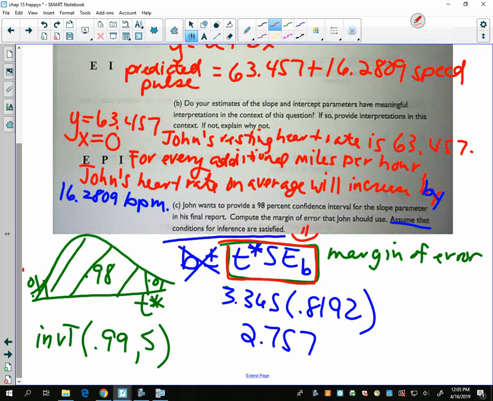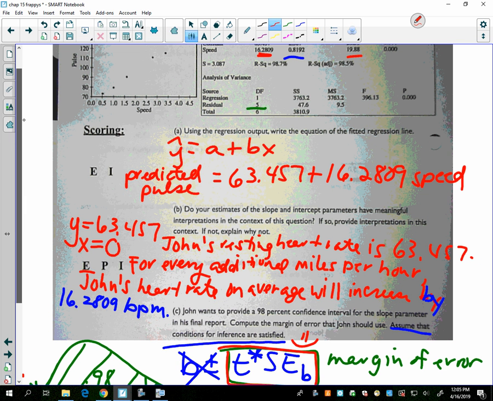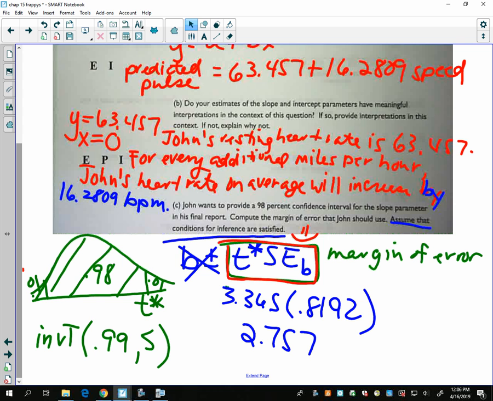So that's, if it's 98%, there's 0.02 in the tails, 0.01 for each tail. So that'd be 0.99. Degrees of freedom is 5. There's 7 data points, so n minus 2. So then you do inverse t, 0.99, comma 5, and you should get 3.365. Your standard error of your slope is 0.8192, which is right up here under that blue line. And then that's your margin of error. And that's it. All you have to do is find the margin of error. That's nice. Okay, so this was good.